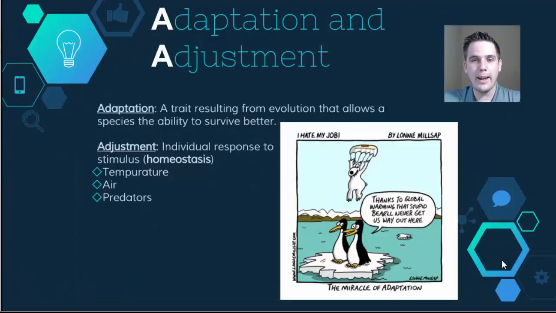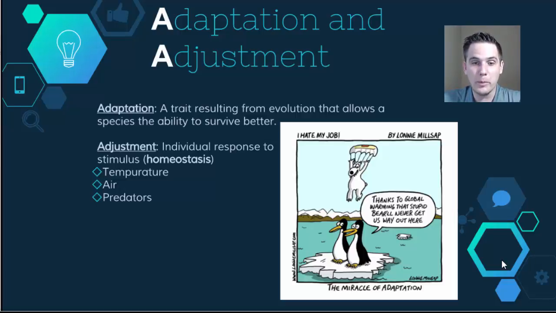All living things also have the characteristic of adaptation and adjustment. These are similar but not the same thing. Adaptation is a trait resulting from evolution that allows a species the ability to survive better. Now, in this unit, we're not going to talk too much about exactly what evolution is, but just know that adaptations are traits that result over time as genetic information is passed from one generation to the next. Adjustment is an individual response to some kind of stimulus, which we're going to be talking a little bit more about when we get to homeostasis.